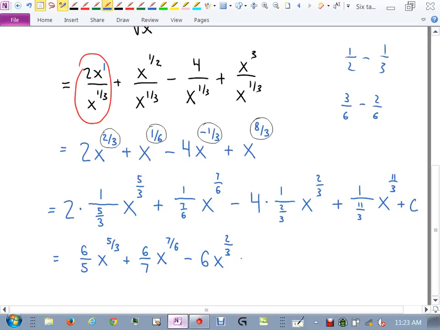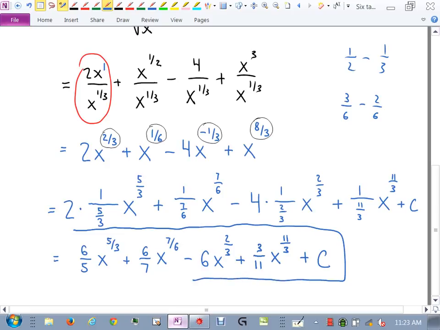And last one here, 3/11, x to the 11/3, plus a constant. Box it up, we're done. And we said last class that there was one good thing about this, that you could always check your answer, right? You could always take the derivative and see if you get what you started with, and I'm not going to, but you could. Any questions on that?